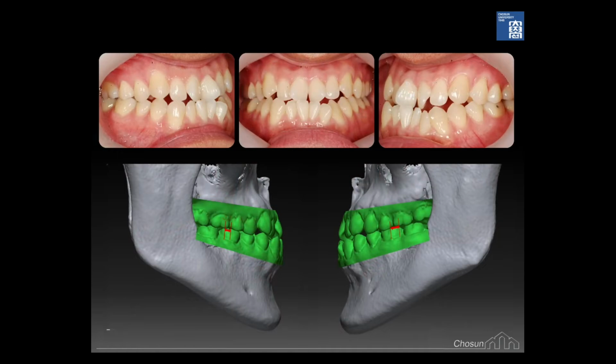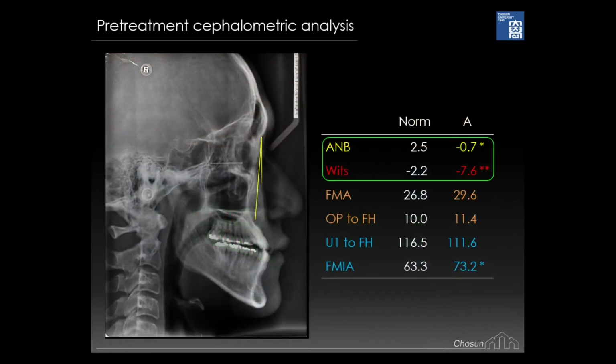He showed 3 millimeters of class 3 on the right side and 3.7 millimeters of class 3 molar relationship on the left side. ANB angle was minus 0.7 degrees and Wits appraisal was minus 7.6 millimeters, showing skeletal class 3.